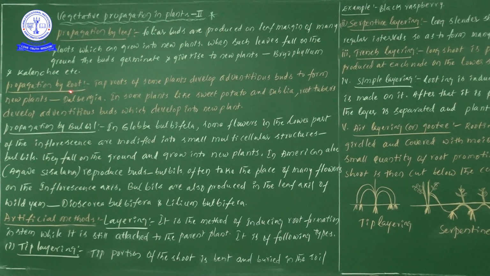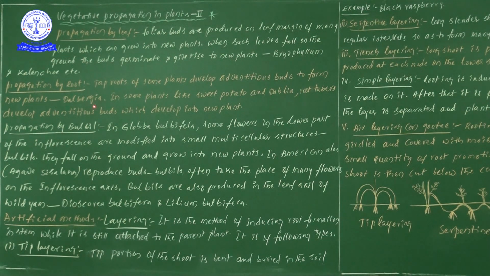Now let us see propagation by root. Through roots also, vegetative propagation definitely takes place. Let us see some examples. The taproots of some plants develop adventitious buds. You see how clearly they have given it. The taproot system of some plants develops adventitious buds to form new plants. These adventitious buds definitely are involved in the formation of new plants.